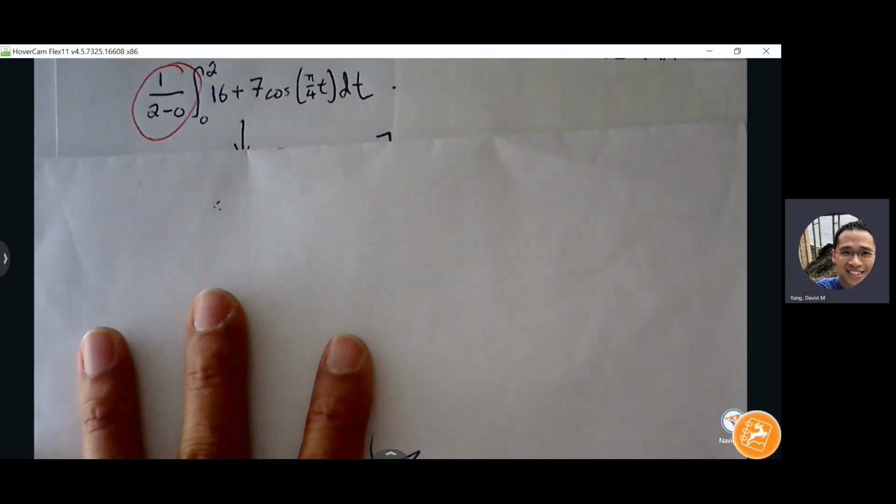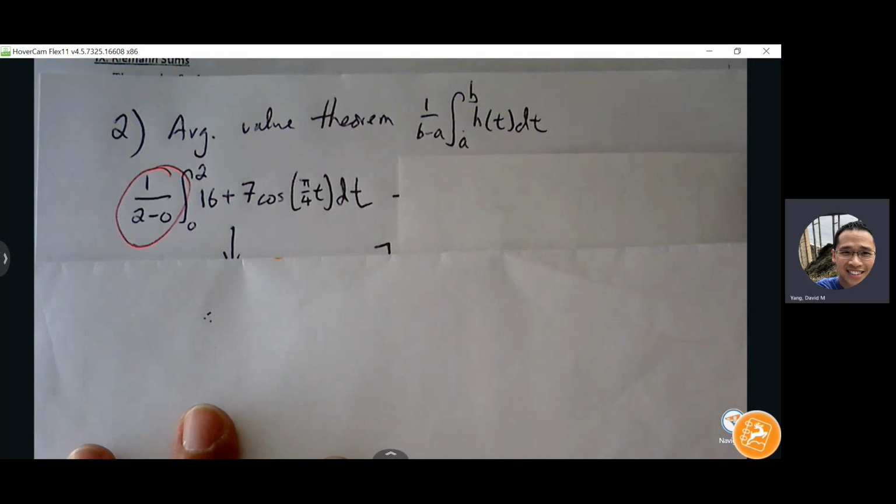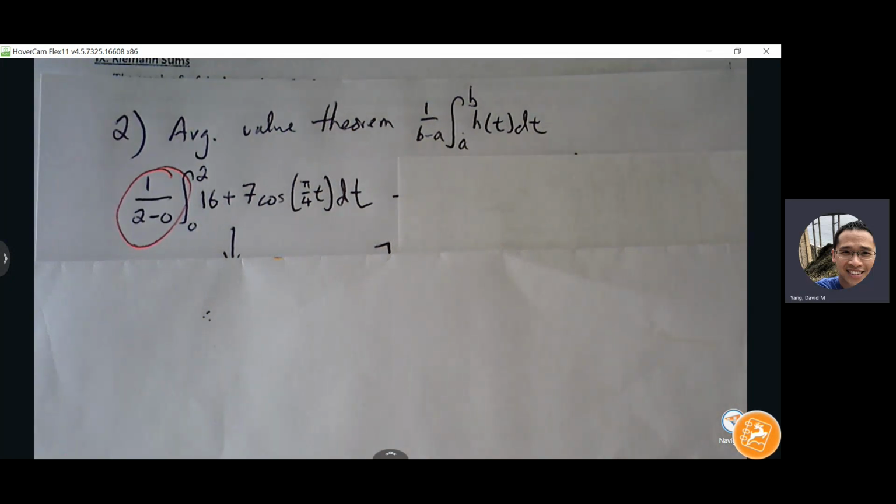So my a and b values are provided. There's my average value theorem. Replace a and b with 0 and 2. Replace h of t with 16 plus 7 cosine pi over 4t. We'll bring that 1/2 back, but we leave it out of the process for now so we can focus on the integral here.